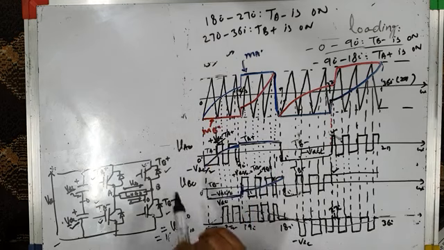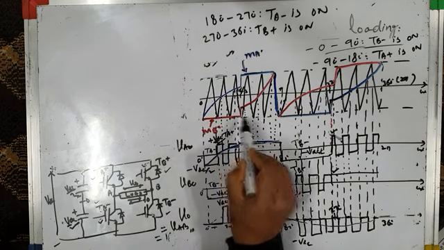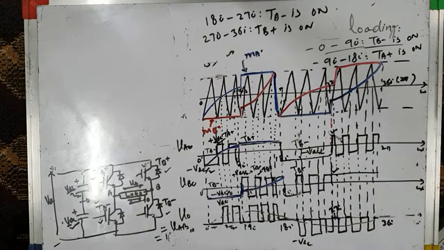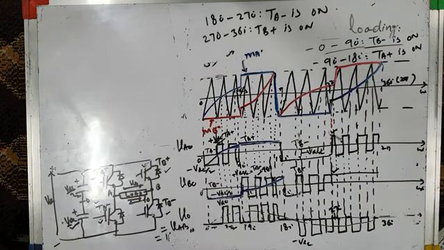Similarly, when we talk about leg B, leg B is clamped from 0 to 90 degrees to negative DC bus, and 270 to 360 degrees to positive DC bus. So 90 plus 90 means 180 degrees. That means leg B is also clamped for 180 degrees. Both legs, this leg as well as this leg, are clamped either to positive DC bus or to negative DC bus, and they do not switch for 180 degrees.